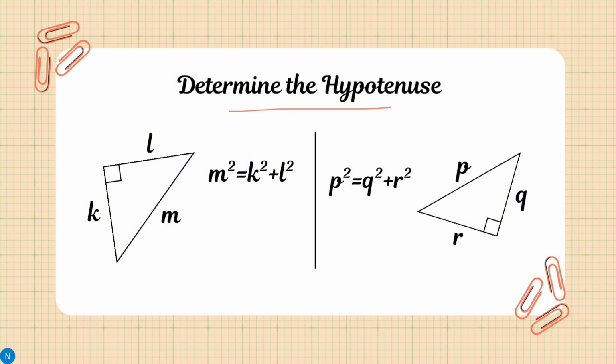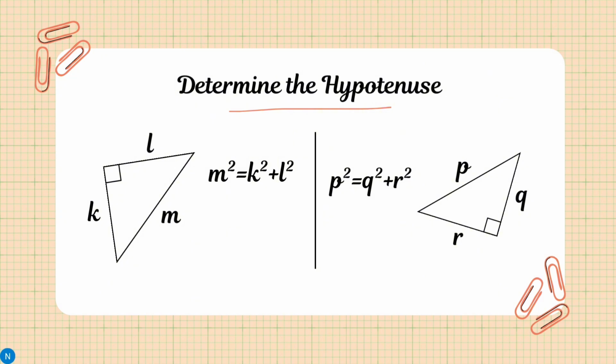First, the KLM right triangle. Let's look at the right angle. So, if you ask for the hypotenuse, it's on the opposite side. So, the hypotenuse is the m side. So, the Pythagorean formula is m squared equals k squared plus l squared.